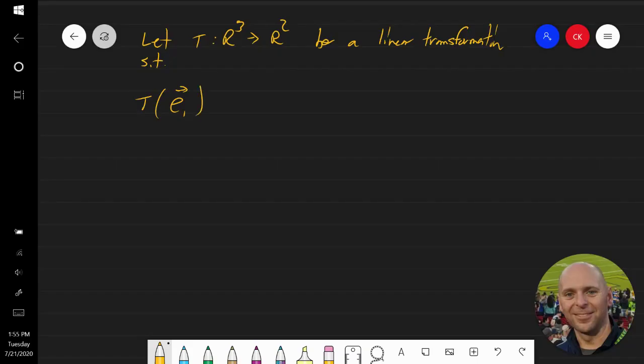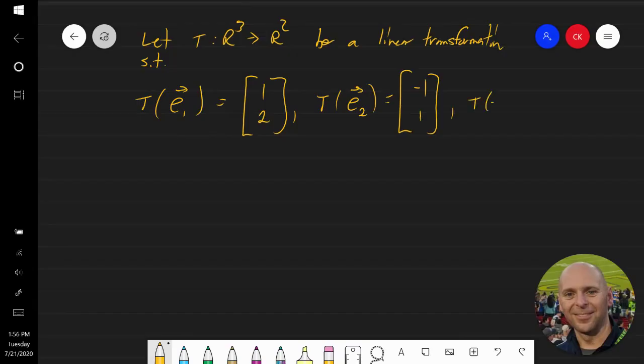So we'll look at the transformation's effect on each of the standard basis vectors, E1, E2, and E3. And it's defined for us in the problem. So the transformation takes E1 and turns it into 1, 2. The transformation takes E2 and turns it into negative 1, 1. And the transformation takes E3 and turns it into 2, 3. Now, we don't have the specific transformation, but we're going to actually define for ourselves what that is. So one, let's find that matrix of transformation.